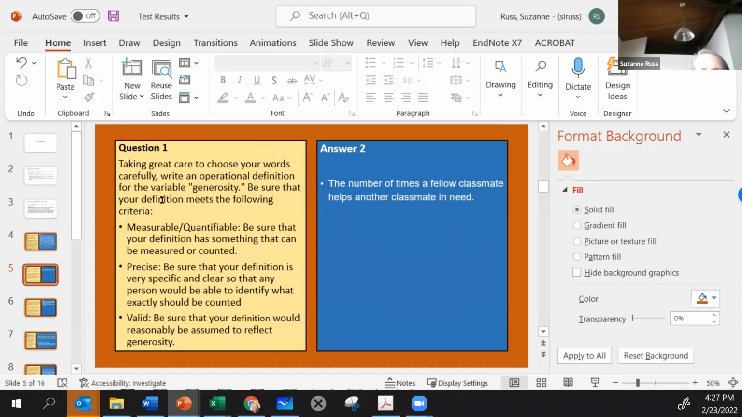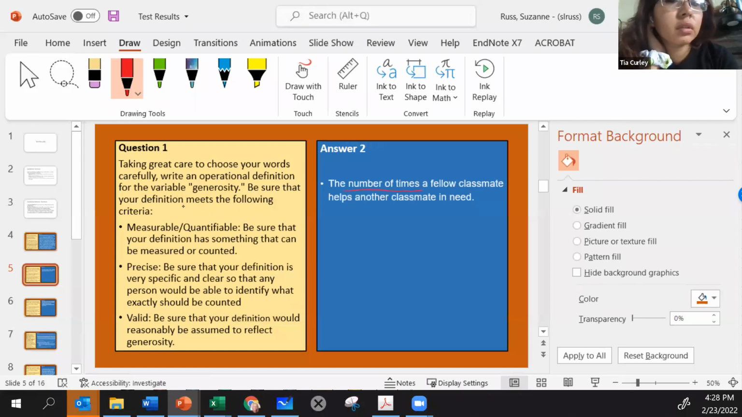This one, let's see if this one meets the criteria. The number of times a fellow classmate helps another classmate in need. Is it measurable? Do we have a specific indication of something we're going to be counting? The number of times? I'd say yep, measurable. We kind of are good. Is it precise? Would I know exactly what to count if I was watching a video of our participant? What do you think?